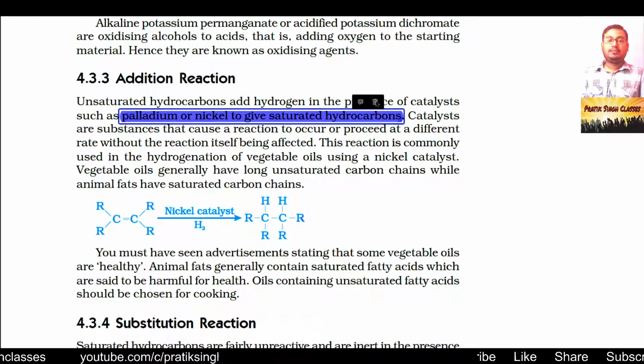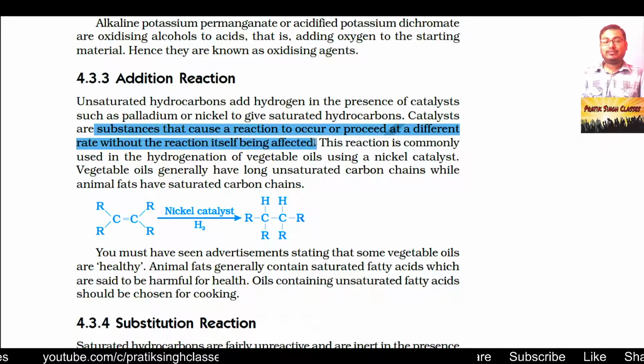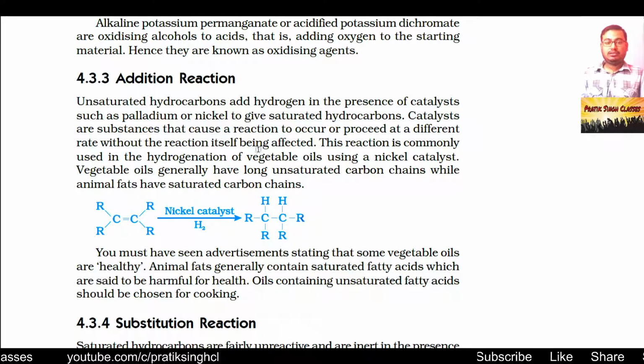Here the word catalyst comes. Catalysts are those substances which don't take part in the reaction, but they increase the rate of reaction. Catalysts are substances that cause a reaction to occur or proceed at a different rate without the reaction itself being affected. Palladium, nickel, tungsten are examples of catalysts, which will come sooner or later in your syllabus.